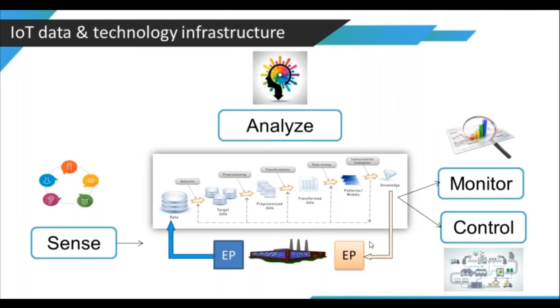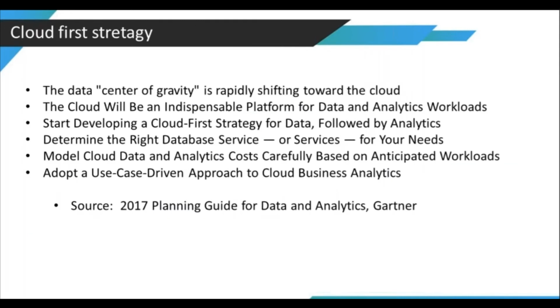Okay, so let us look at the cloud now. What is a cloud and why cloud? Like I pointed out earlier, most of the computations of an IoT solution, around 60 to 70%, are going to run on cloud, right? And this was anticipated by Gartner, who published a report in 2017 predicting that the data center of gravity is rapidly shifting towards the cloud. Organizations prefer to have their data stored, processed, analyzed, and consumed on cloud.